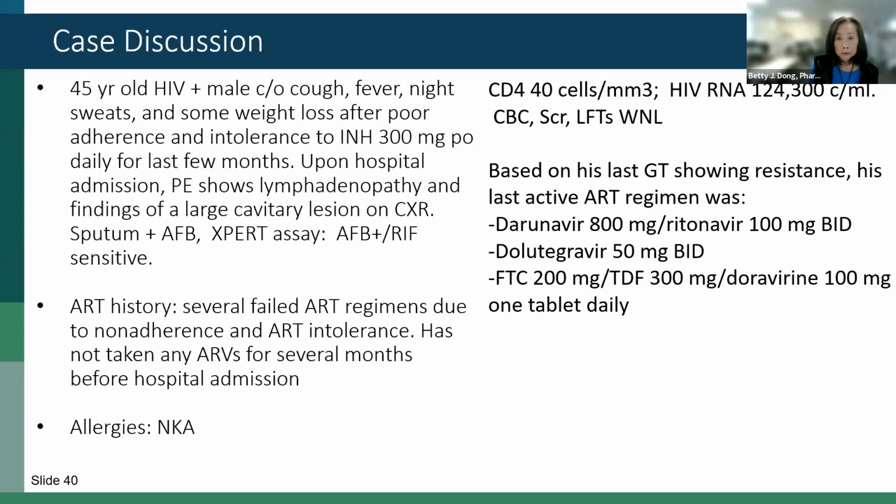His HIV viral load was over 100,000. Fortunately, his CBC, renal and hepatic function were pretty normal. And based on his last genotype showing resistance, his last active antiretroviral regimen was ritonavir boosted darunavir twice a day, dolutegravir twice a day, and FTC/TDF, doravirine, one tablet daily. And I will just tell you that based on his genotype, all his regimens were partially active, requiring twice a day dosing.